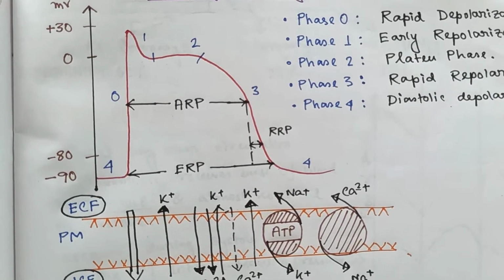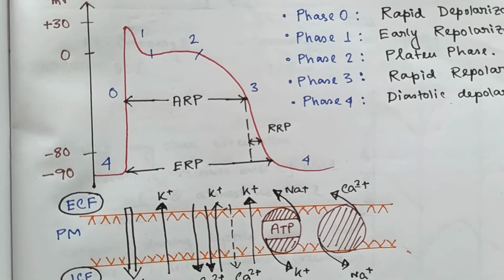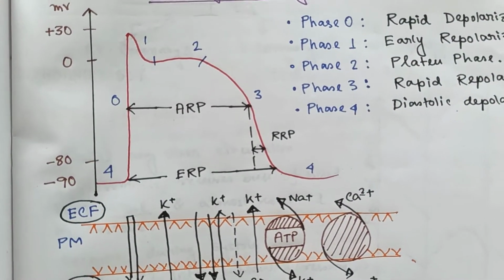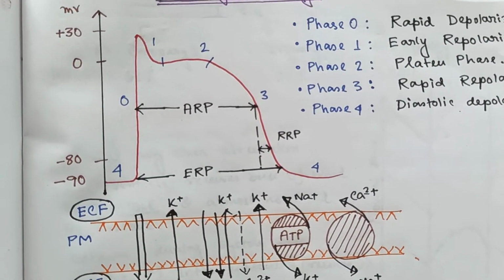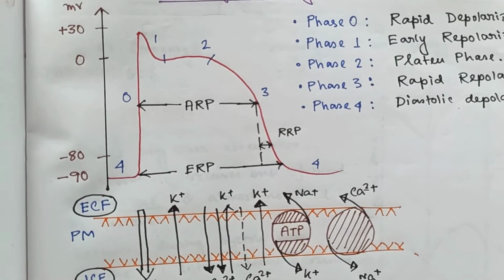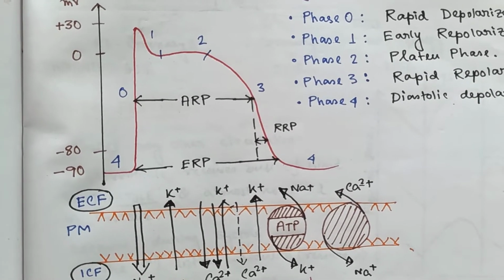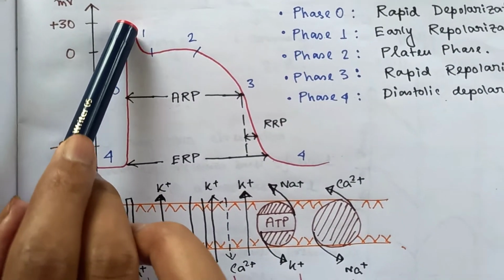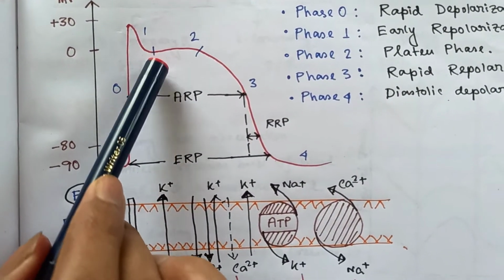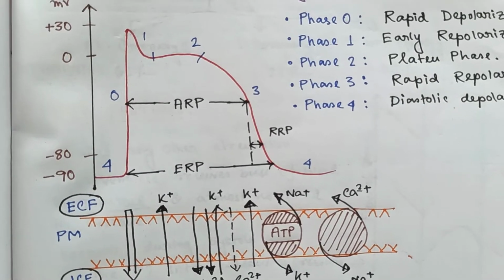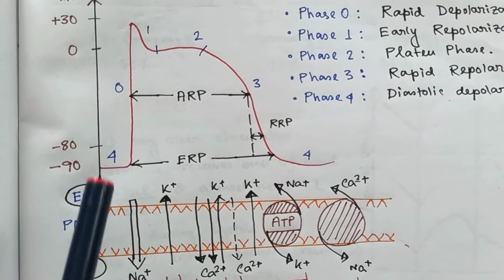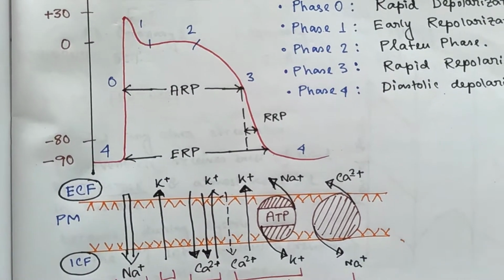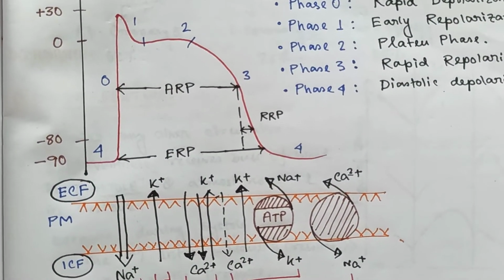Next, phase 1 or early repolarization. This small part is the early repolarization, and this is because at this stage, as voltage gated sodium channels close, potassium channels rapidly open, and the cell therefore rapidly repolarizes. This produces a spike and dome configuration of the action potential. This is called early repolarization.